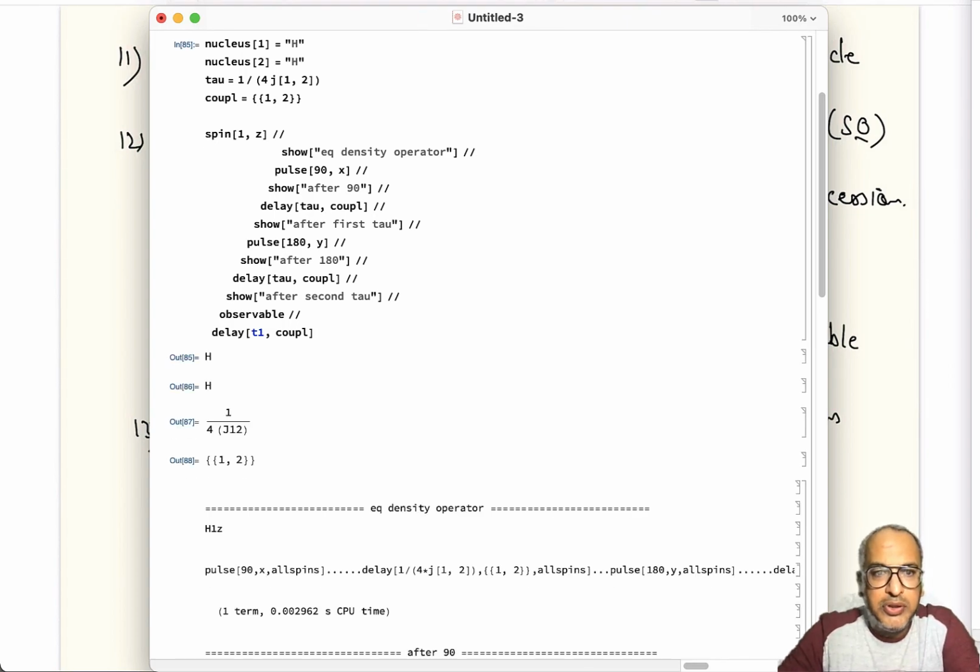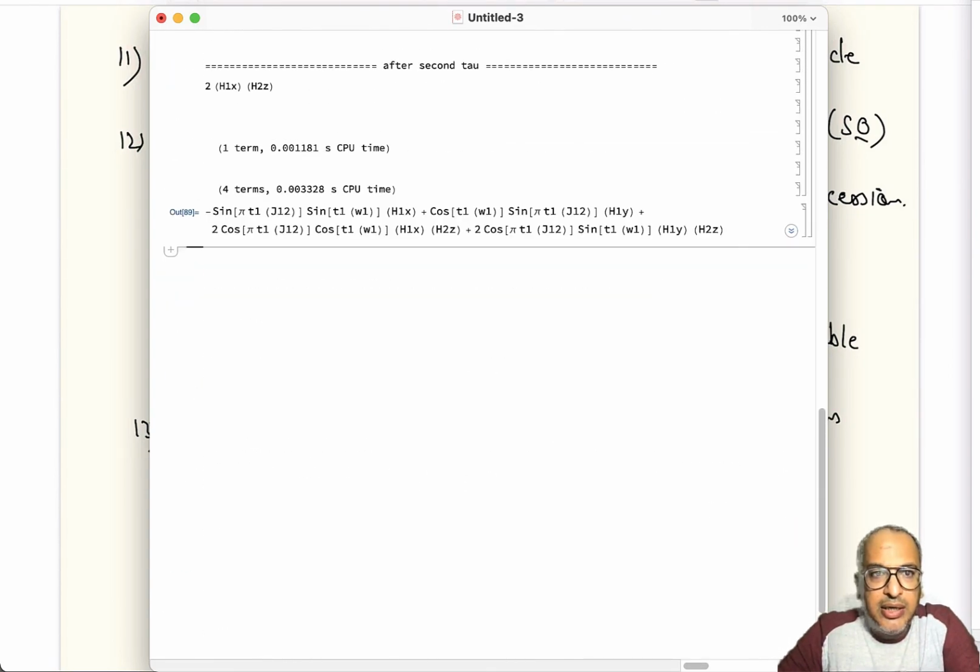Right? And now if you press shift enter, you will see that the antiphase term will now be evolved into a term with a chemical shift modulation, so omega 1 t1. So basically the H1x term will have omega 1 frequency, and you will see that there is also a coupling term which is coming, sine pi t1 J12 and so on, right? So this is your final density operator, which you can take a trace with the I plus operator and find out the complex signal, right?